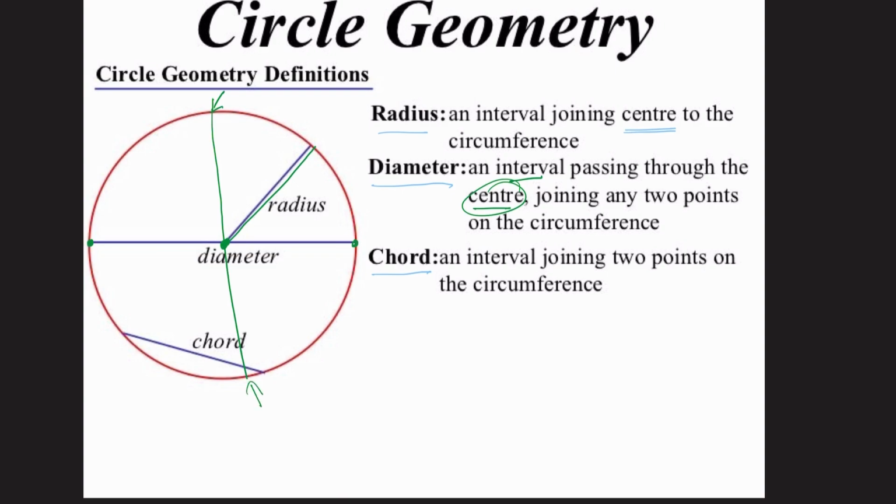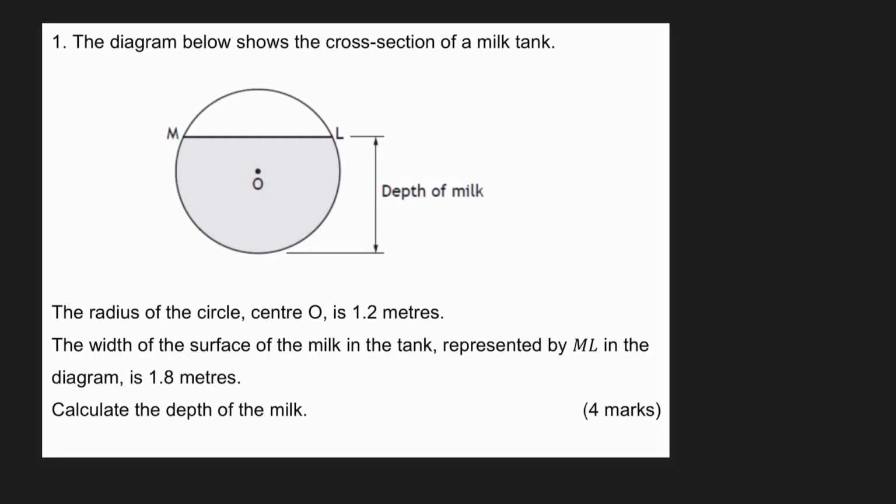A chord is an interval or a line joining 2 points on the circumference. So it doesn't have to go through the center. And that's the main difference between radius and diameter and chord. Chord doesn't have to go through center, so those are the main differences. So now let's start the first question.